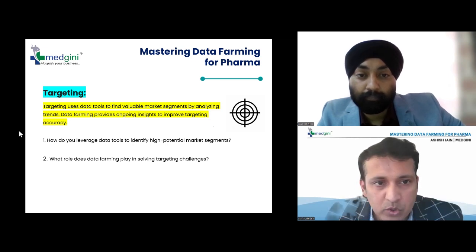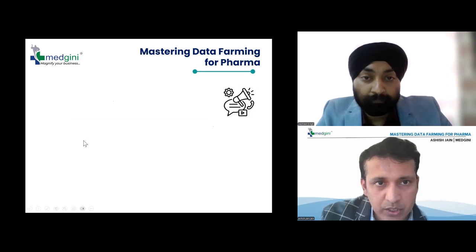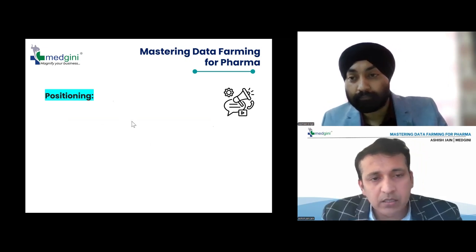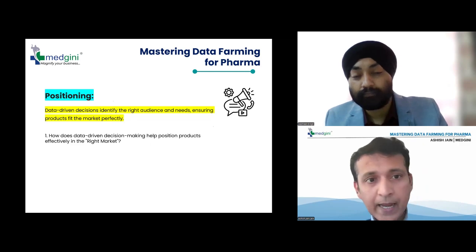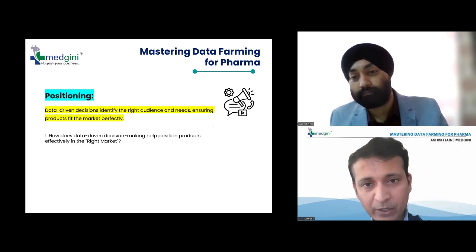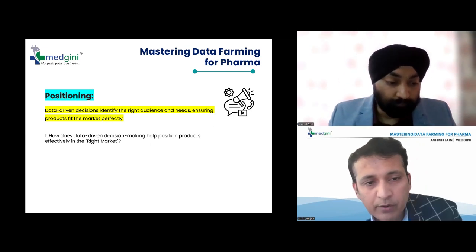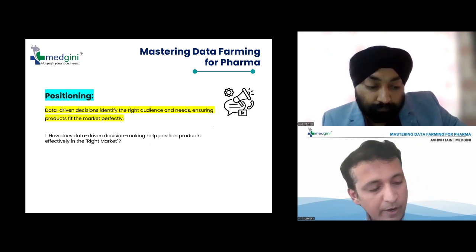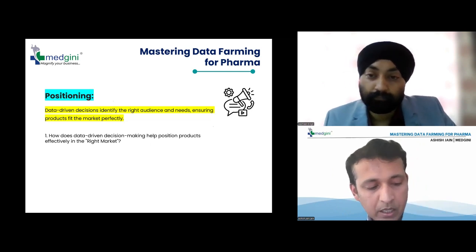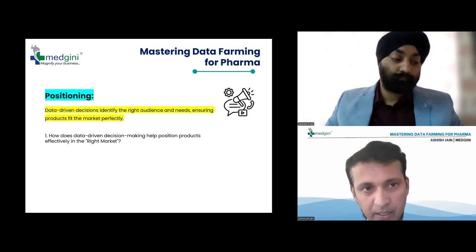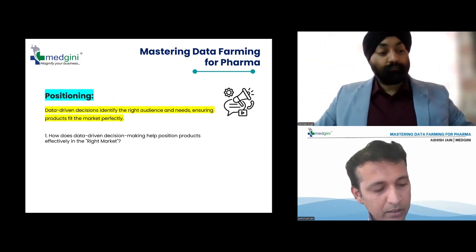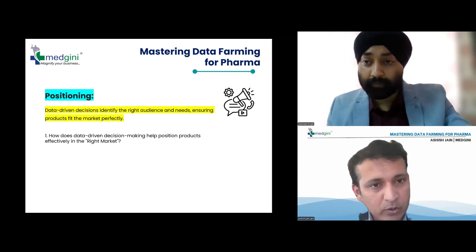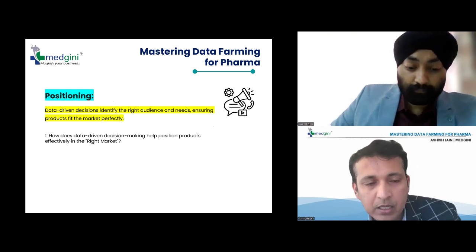Here we are moving towards the next part, which is positioning. We are talking about data coming across various sources, and data-driven decisions to identify the right audience and needs, ensuring the product fits the market perfectly. You have identified what exactly the markets are, and who the people are in the market you would like to target. Now, what exactly should your strategies be is what we would like to discuss here in the positioning segment.